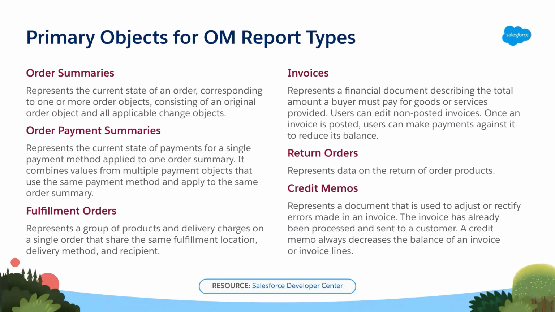The objects listed on this page here are standard order management objects that are commonly used as the primary object in a report type, and they're good to be familiar with. These objects are central to order management, so they contain information that you'll commonly want to know, and they are related with other order management objects, which can be used as a secondary object in the report type.